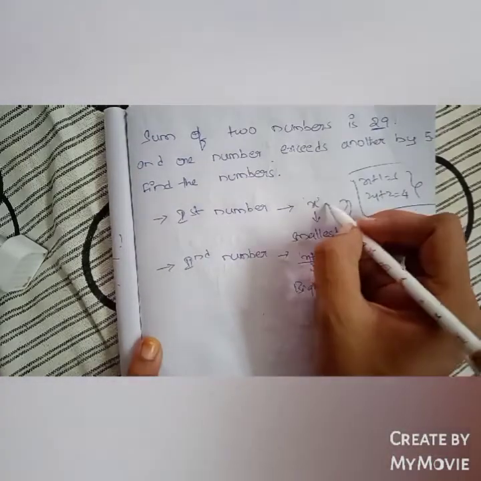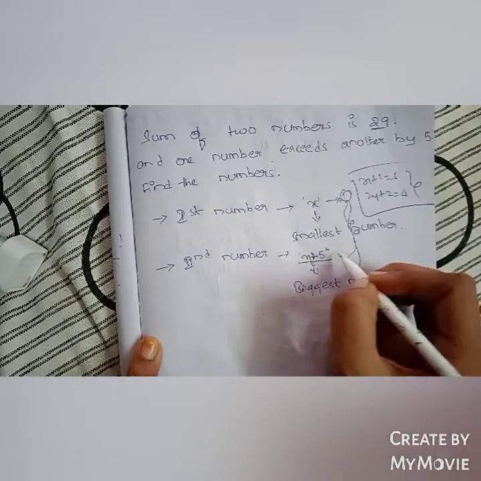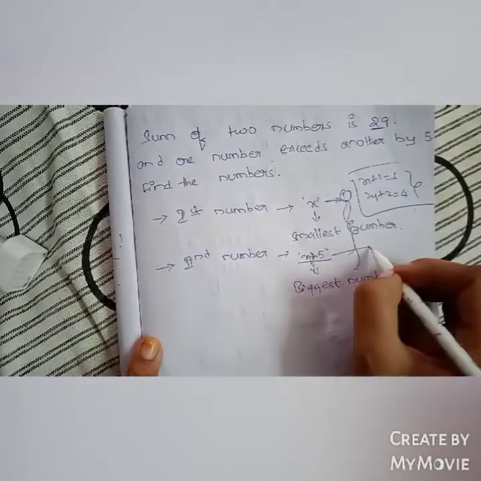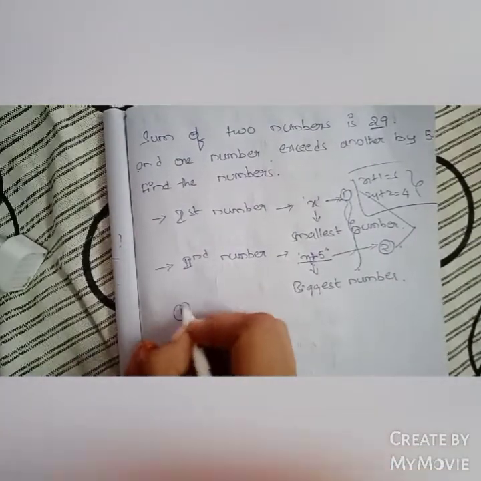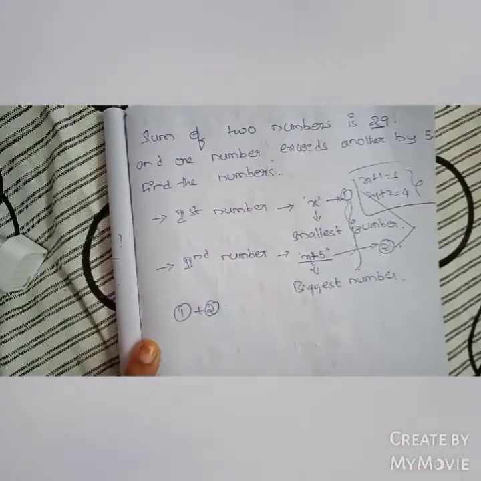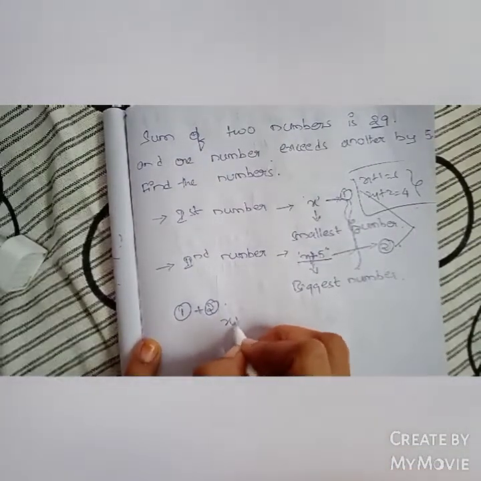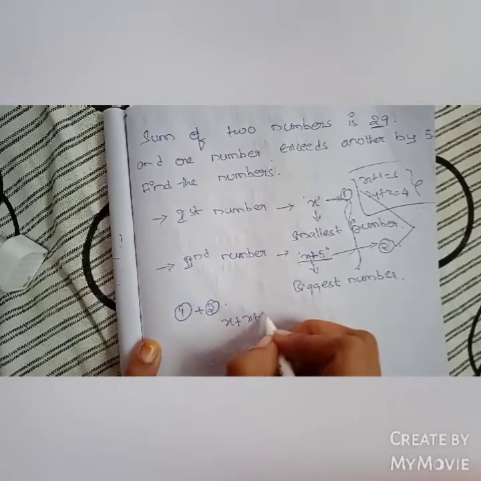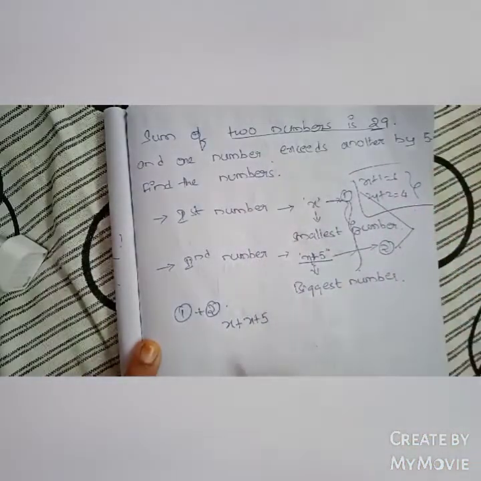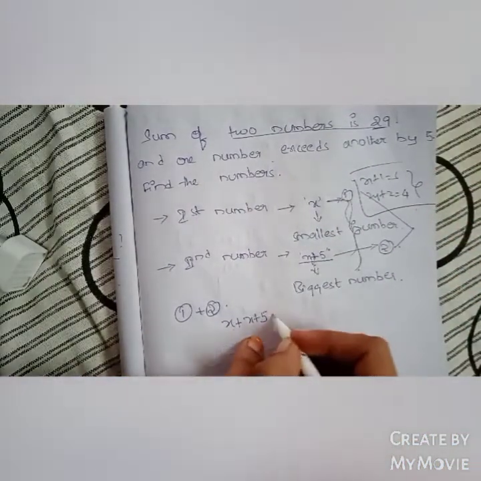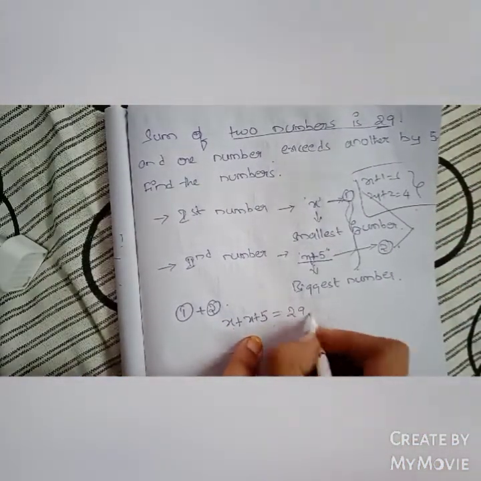Okay, now say this is step 1 and this is step 2. Now add these two steps, 1 and 2. Add 1 plus 2. So what's the first one? X. And what's the second? The second number is x plus 5. So what's the given question? Sum of two numbers is 29. So x plus x plus 5 is equal to 29.